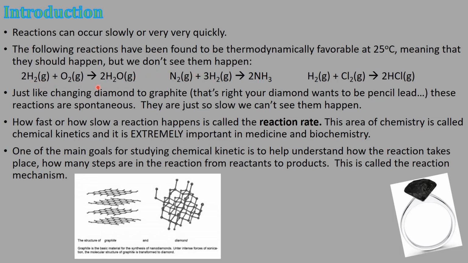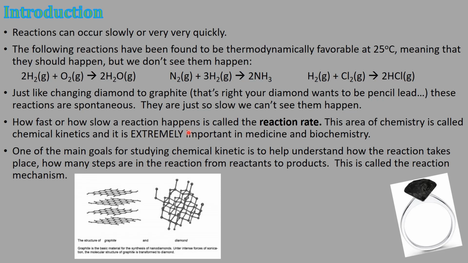Most of the time it's simply because the kinetics, the rate of the reaction, is so slow that we don't see it happen very quickly. Just like changing diamond to graphite, a diamond ring wants to be pencil lead. These reactions appear spontaneous, they just don't happen very quickly, so we won't see them happen if we watch them.